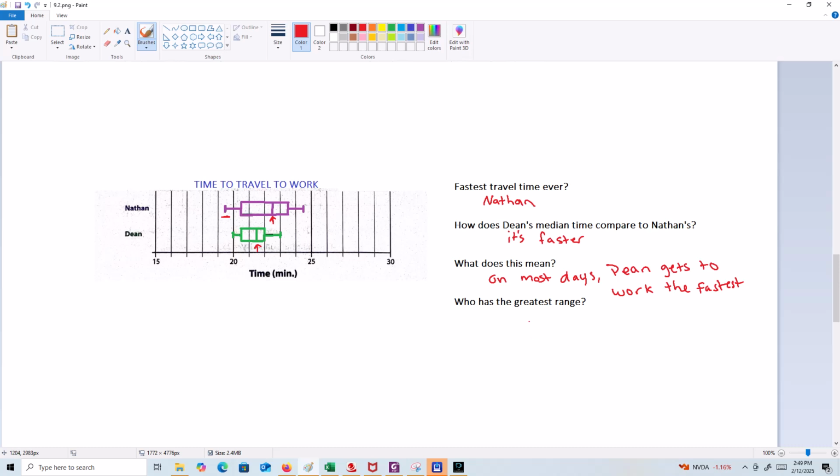And then it also helps you see the range of dispersion. Nathan has a much wider range than does Dean. Dean only disperses that far. So Nathan has other things that are happening on his way to work that are affecting his drive time so drastically. And so he's probably living with a lot of traffic, most likely.